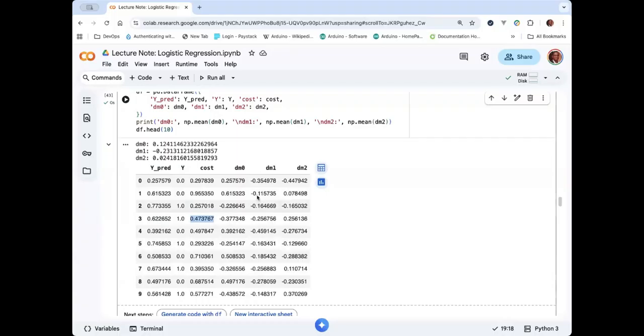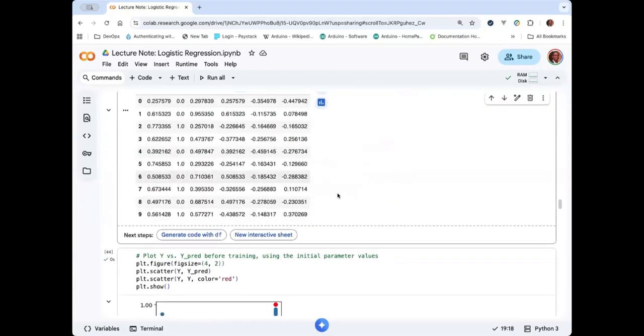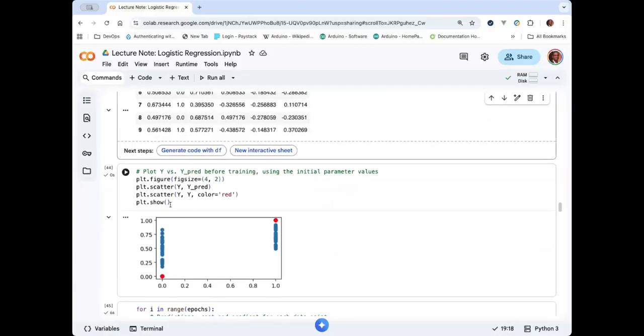And then these are the different gradients that have been calculated. So you see that for each parameter, there is a list of numbers that correspond to each data point. That is the gradient with respect to that data point. So you have DM0, DM1, DM2. I just ran one iteration of this, right? Just to get these values. Then we do a plot.